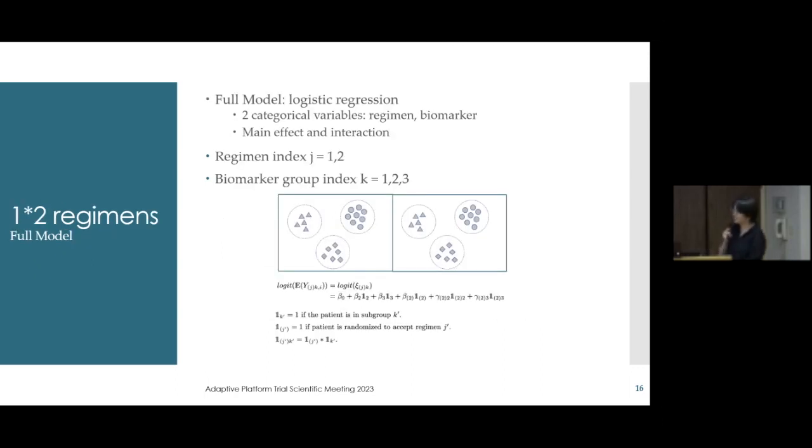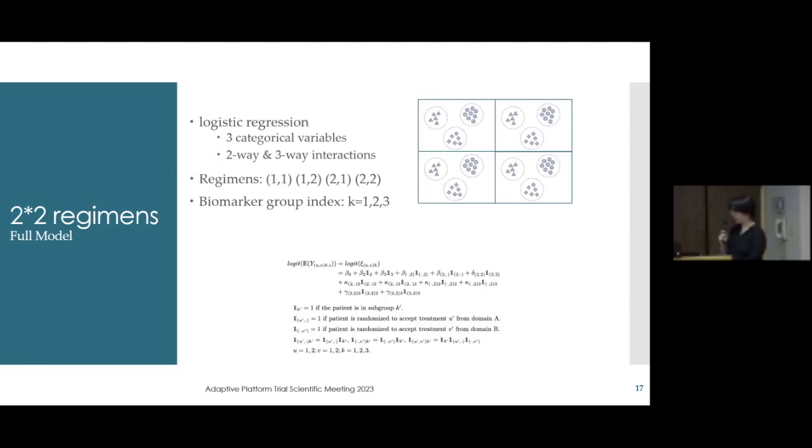So when we come to 1 by 2 regimen, we can still use logistic regression, but this time we will have 2 categorical variables, regimen and biomarker. And we want to include the main effect and interaction term to model the 6 different response rates. And here is the 2 by 2 regimen. Still, we use logistic regression, but this time 3 categorical variables. And there are 2-way and 3-way interactions.